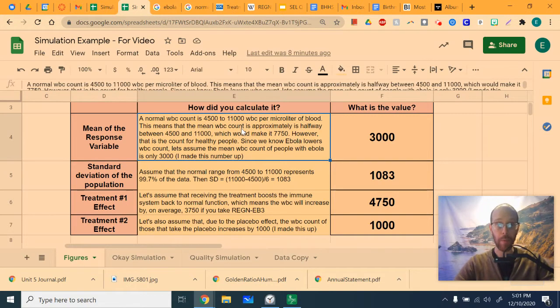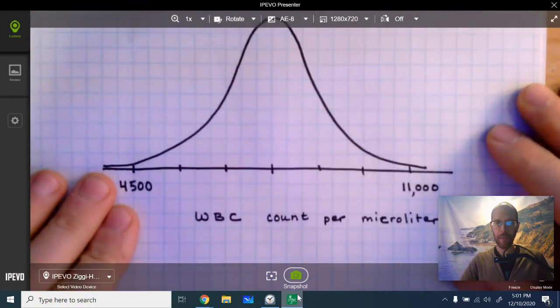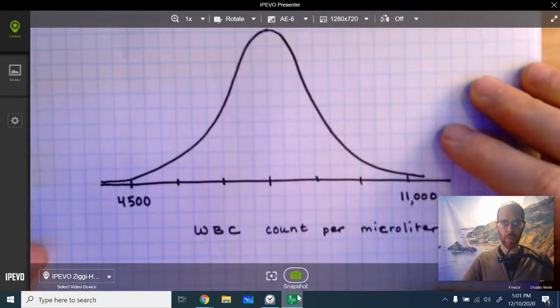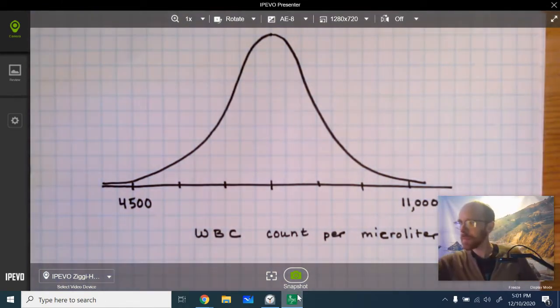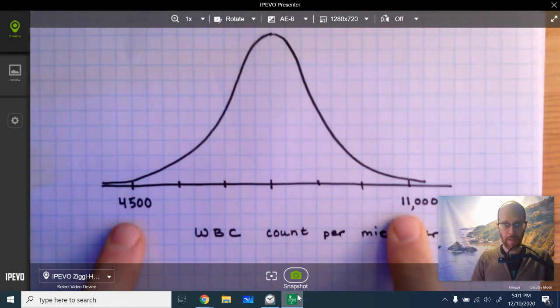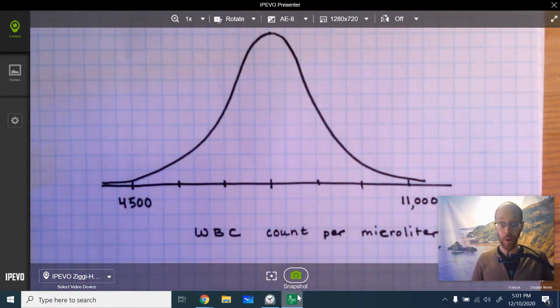Now, the first number that we're going to need is the mean of the response variable. And so here's the logic that I used to work out the mean. I'm going to pull up my graph right here. So based on my research, white blood cell counts work like this. Anything between 4,500 and 11,000 is normal.